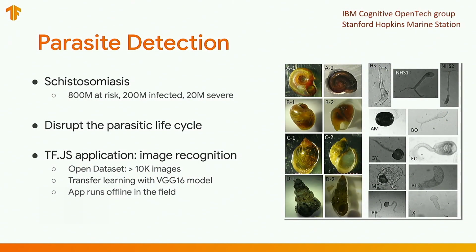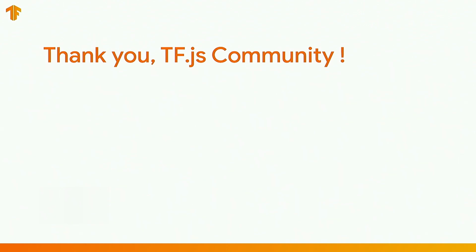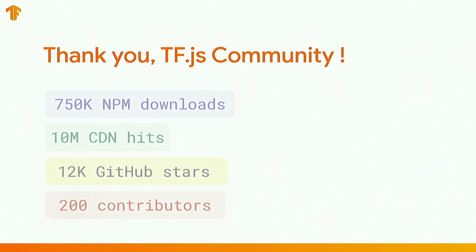Thank you, Joseph. And another example I want to show you, developed by the community, is from the Cognitive Open Tech group at IBM, who gave a talk on this yesterday. They are developing a parasite detection web app, which runs an image classification model in the browser, so it is easy to deploy and run offline in the field. And also, the library was launched last year, and this March, we released version 1.0.